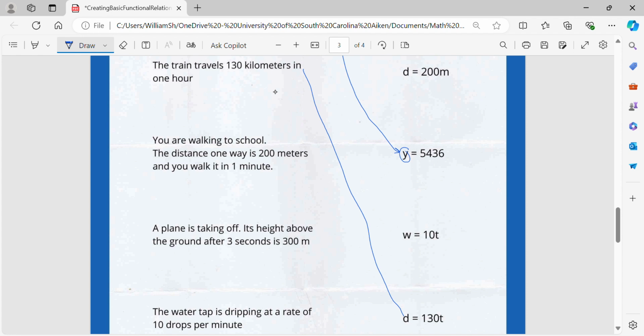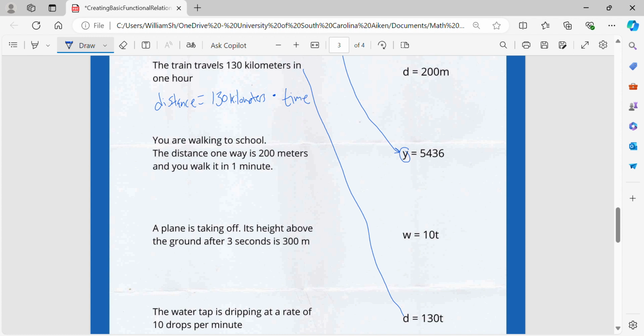The train travels 130 kilometers in 1 hour. Okay. So our D typically stands for distance. Our distance traveled equals 130 kilometers times the amount of time we have traveled.